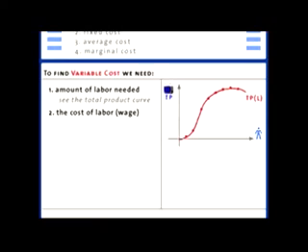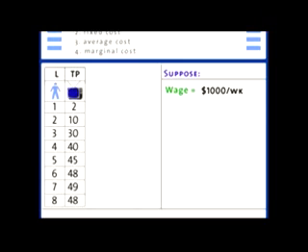Let's suppose, for the sake of our example, that the wage for a television set assembly worker is $1,000 per week. That means every time a firm hires another television assembly worker, they've got to pay that laborer $1,000 per week. Let's now use that information to find the variable cost of producing certain quantities of television sets. Go back to the chart that we began with. This chart describes the production possibilities of the firm. That is, how many television sets a certain number of workers can assemble in a week.